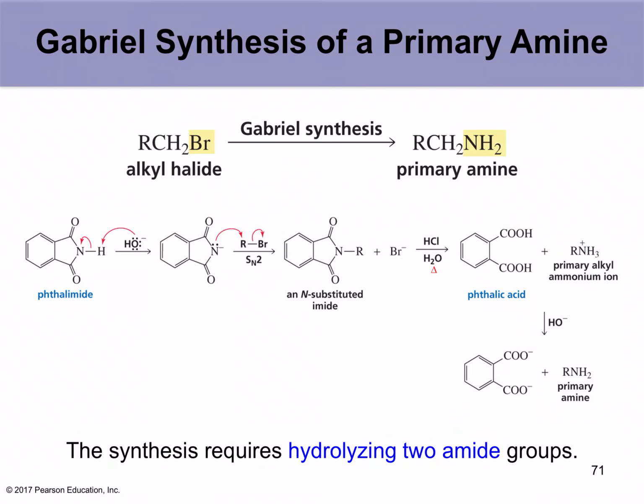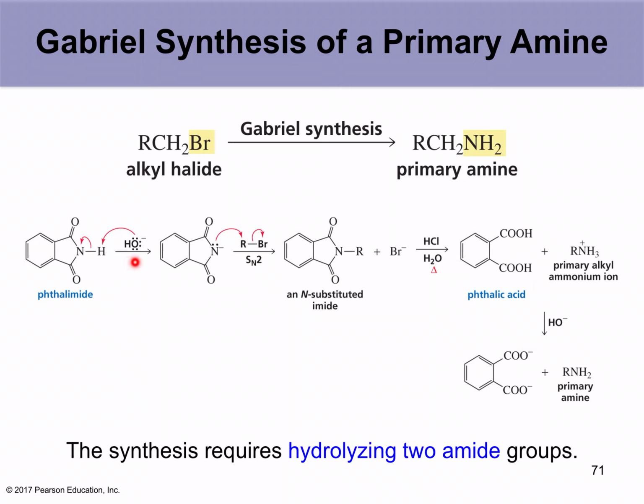Hi everyone, let's look at the Gabriel synthesis of a primary amine. Okay, what's happening here? If you have an alkyl halide, from the Gabriel synthesis we should be able to get a primary amine. And this reaction works with phthalimide. So this is the phthalimide. You can see it's an amide group, NH, but you have two carbonyl groups.